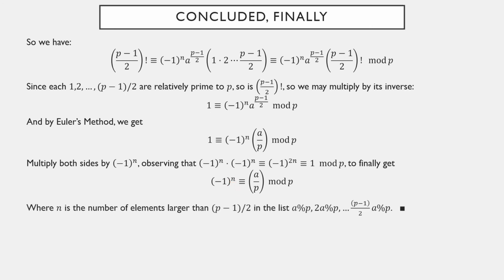So we have finally proved Gauss's method works. We can compute Legendre symbols by listing out multiples of a, reducing them modulo p, and then looking, of those remainders, how many of them are larger than (p-1)/2, and raise -1 to that power. That's Gauss's method. This video is already long enough just to prove that it works. In the next video, we'll work through several examples.